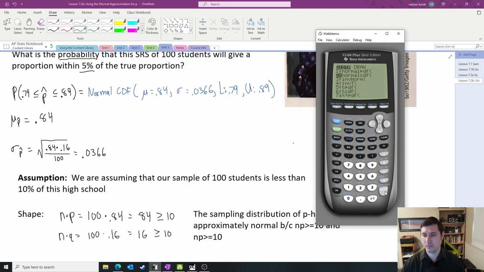Distribution, normal CDF. So lower, 0.79, upper, 0.89, mean 0.84, and 0.0366 for our standard deviation. 83%, 0.83 I'd say.